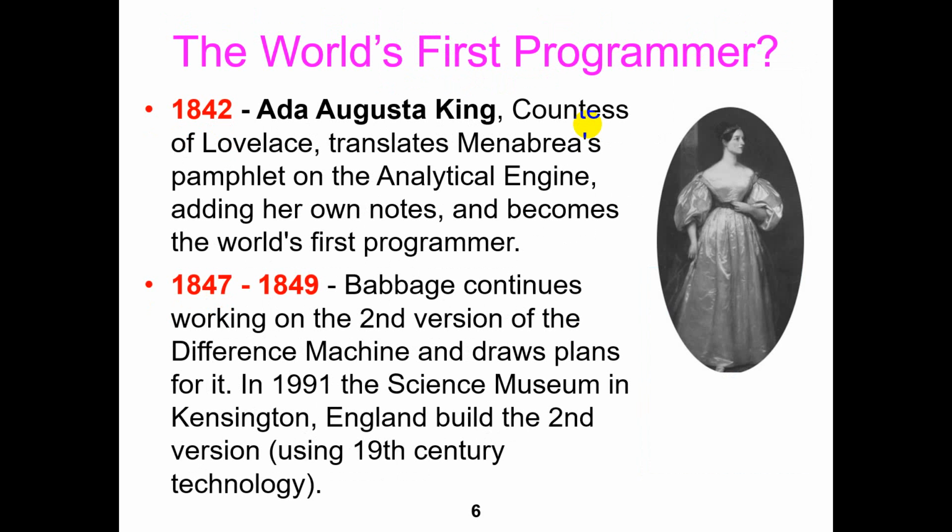So, who is the world's first programmer? In 1842, Ada Augusta King, Countess of Lovelace, translated Menabrea's pamphlet on the Analytical Engine, adding her own notes, and became the world's first programmer. Between 1847 and 1849, Babbage continued working on the second version of the Difference Engine and drew plans for it. In 1991, the Science Museum in Kensington, England built the second version using 19th century technology.